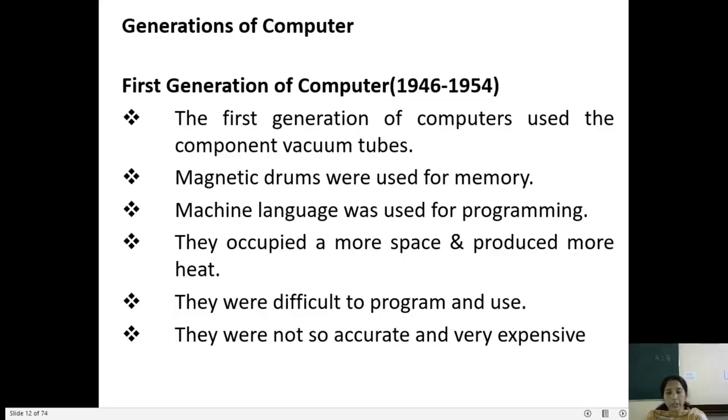And the main drawback here is that it occupies more space and produces more heat, and it is very difficult to understand the programming concept. If any error comes, it is difficult to rectify, and whatever result comes is also not so accurate and very expensive. Common people cannot afford it.